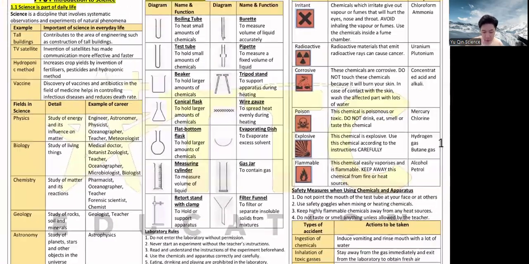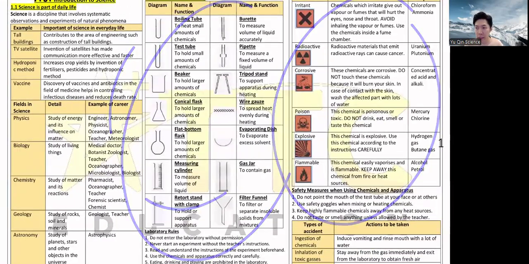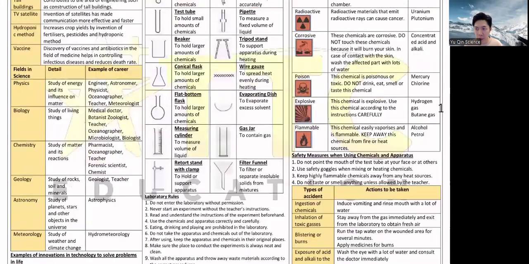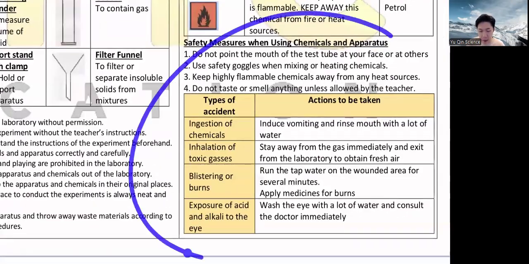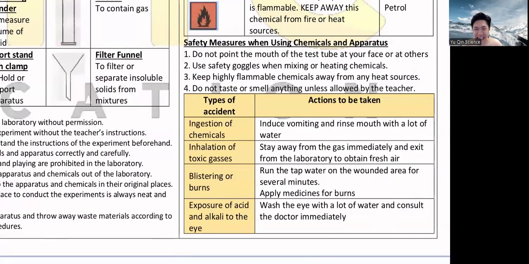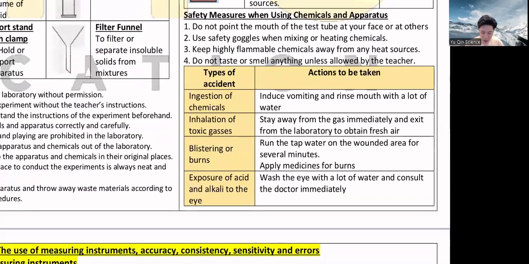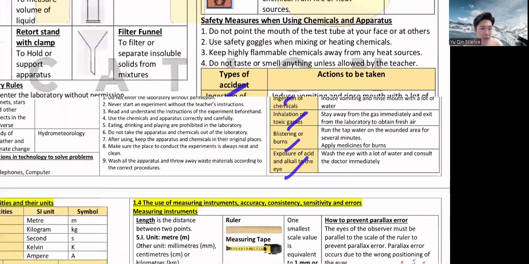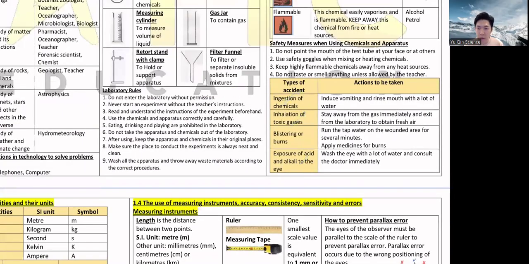So spend some time, go through all this, go through the stickers and what you need to be careful of, and go through accidents in the science lab, what you should do. If someone ingests a chemical, your friend wanted to, like, oh, what is this? Let's have some drink. Then this is what you should do. Okay, you should make him vomit and wash his mouth with a lot of water. These are the accidents.